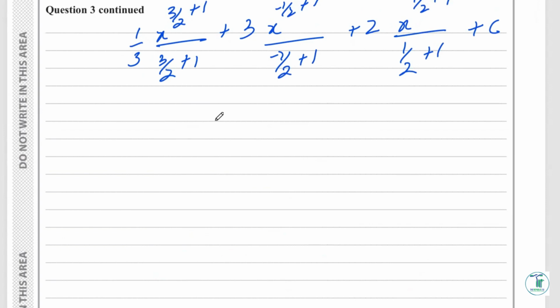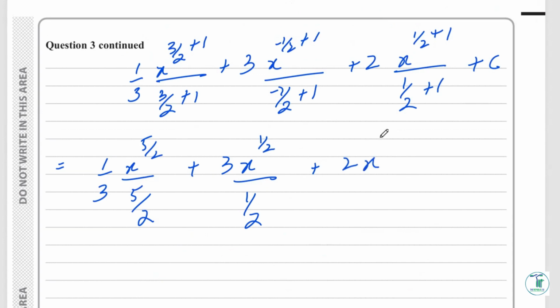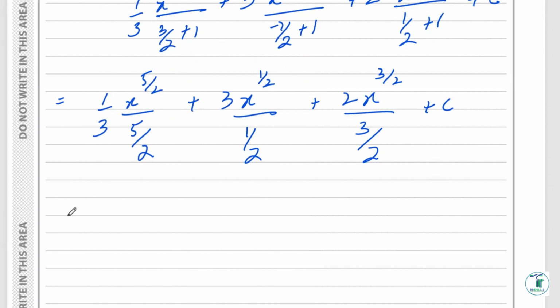After working this down, I must be having 1 by 3 x to the power of 5 by 2 divided by 5 by 2, plus 3 times x to the power of 1 by 2 divided by 1 by 2, plus 2 x to the power of 3 by 2 divided by 3 by 2, plus c. So further simplifying it, all these denominators would get multiplied by the numerators. So I must be having 2x to the power of 5 by 2 divided by 15, plus 6x to the power of 1 by 2, plus 4x to the power of 3 by 2 divided by 3, plus c.